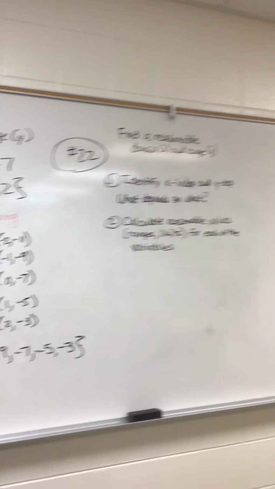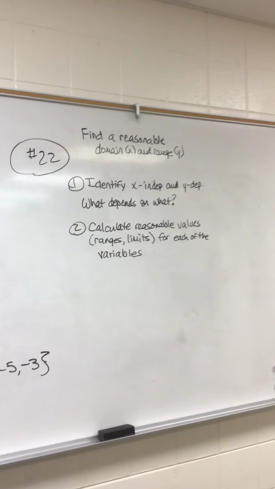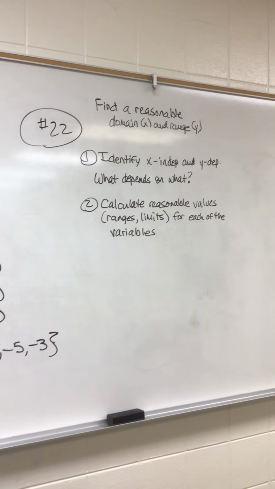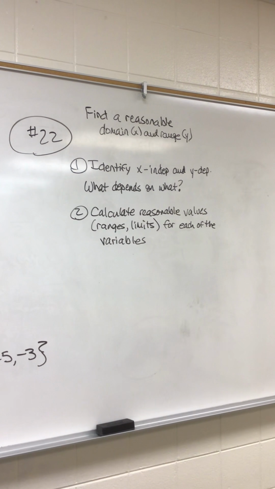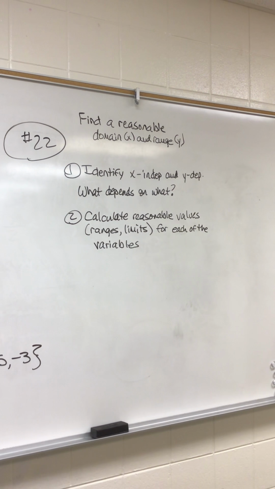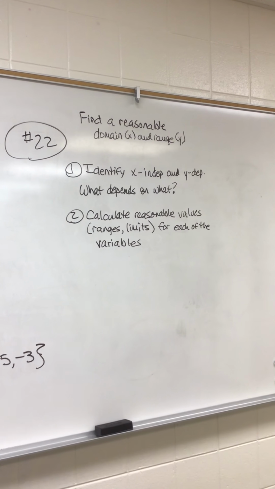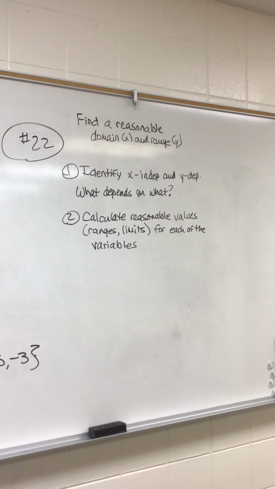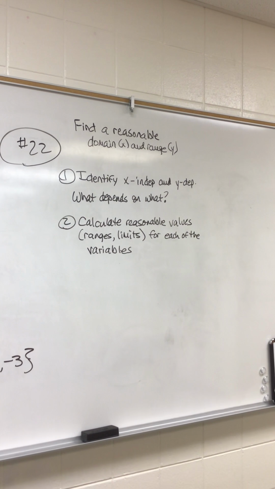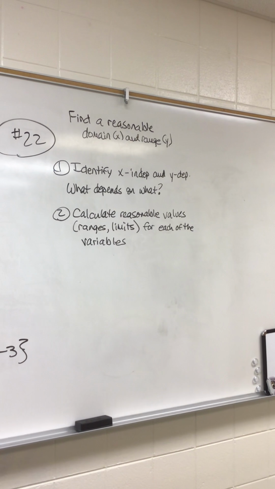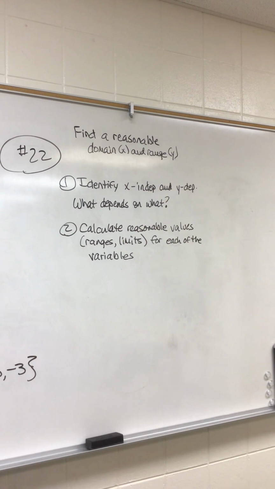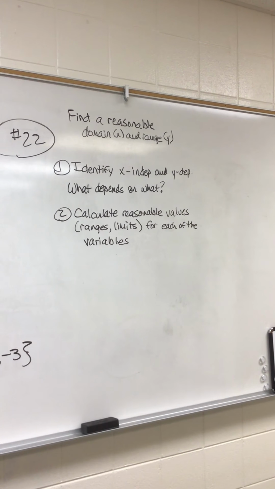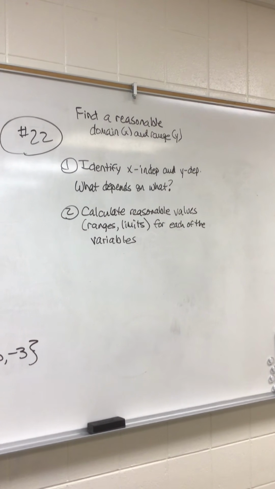Last one. I'm not going to give you the answers on this one because you need to think through it, but I will give you a little hint. Number 22 says to find a reasonable domain and range, and it gives you a story problem. The first thing you need to do is identify which is X, the independent variable, and which is Y, the dependent variable. Remember, ask yourself, what depends on what?